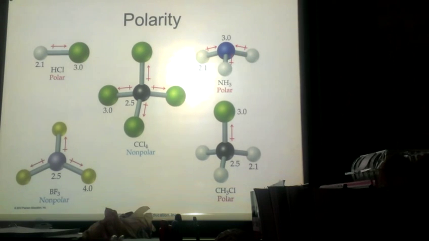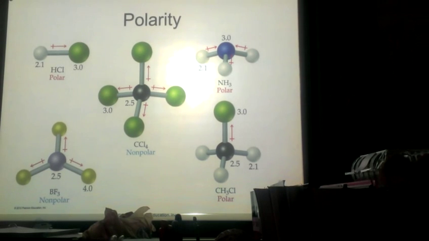If I look at CCl4, that's also nonpolar, and that's because all of them are directed in opposite directions. NH3, ammonia, would be polar because N is my more electronegative element, so all of the dipoles are going to be directed towards N. I don't have them directed in opposite directions.